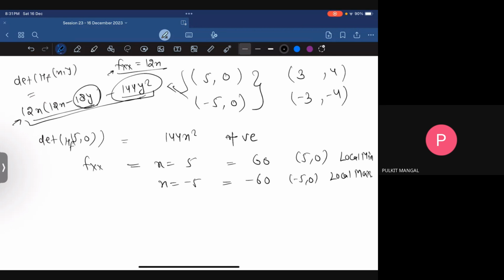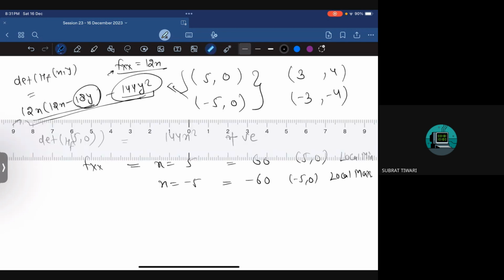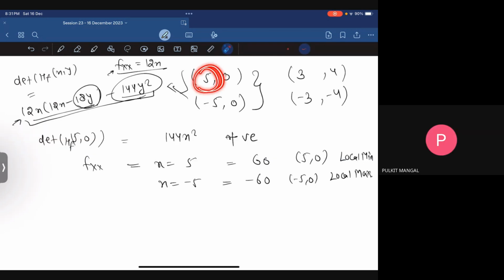How did you conclude that x equal to negative 5 is a local maximum? You get it from here, because we need to put the value of x. When x equal to 5, this is positive, so local minimum. When x equal to negative 5, this is negative, so local maximum.